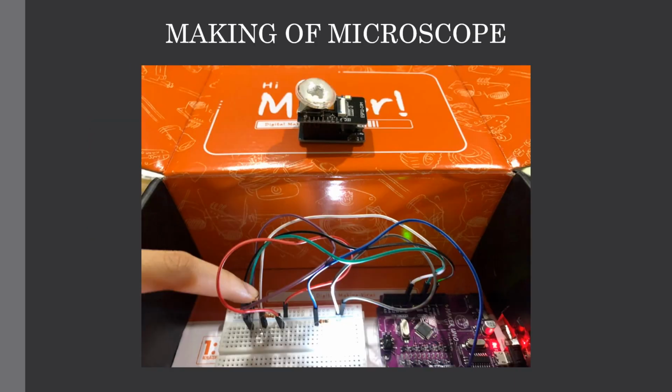For the microscope, the breadboard and also the ESP32 camera are attached to the box to create a dark place, and you can see that the ESP32 camera is connected with a magnifying glass so that the picture can be enlarged and create a clear image of the sample.